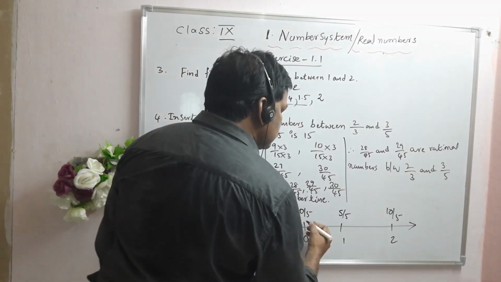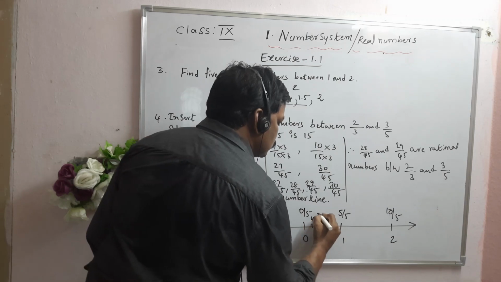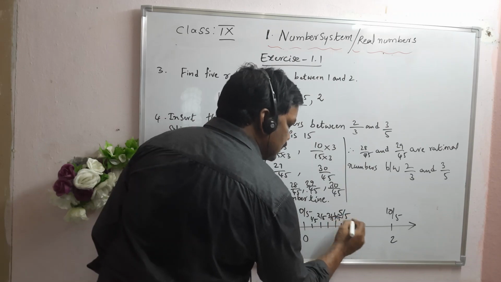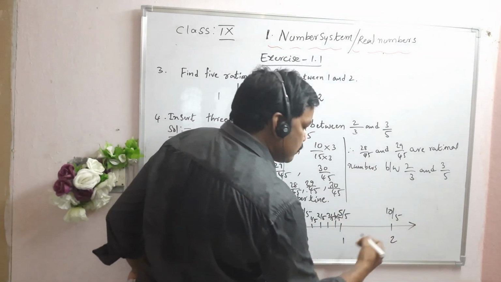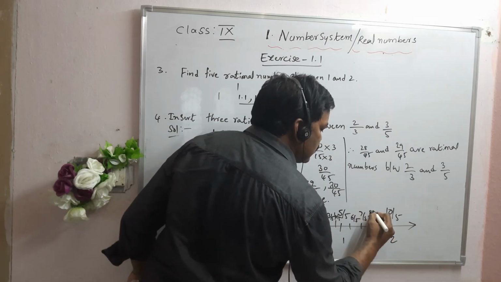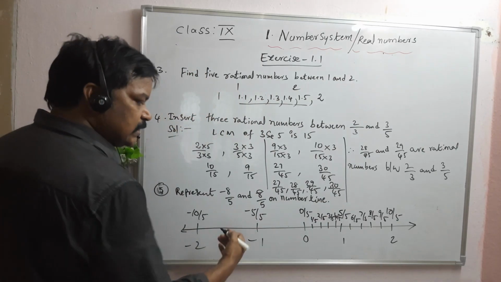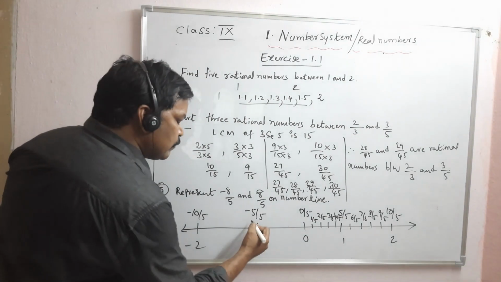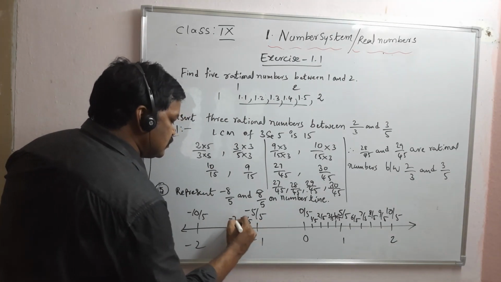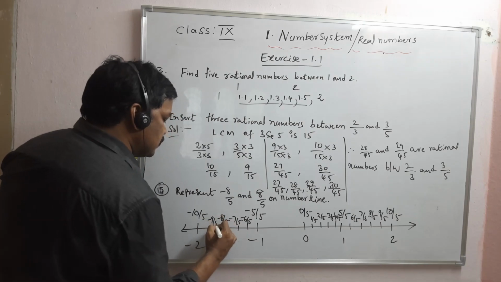So, between 0 by 5 and 5 by 5, how do you write here? 1 by 5, 2 by 5, 3 by 5, 4 by 5. Like that, between 5 by 5 and 10 by 5: 6 by 5, 7 by 5, 8 by 5, and the last one is 9 by 5. Here, coming to this side, between minus 5 by 5 and minus 10 by 5, that means minus 6 by 5, minus 7 by 5, minus 8 by 5, and here is minus 9 by 5.